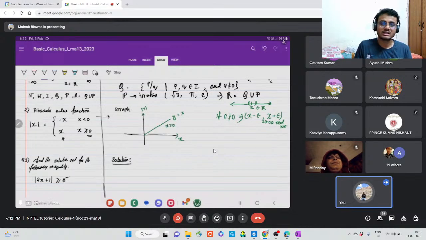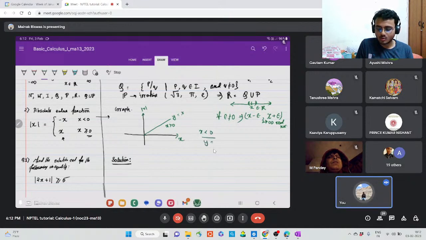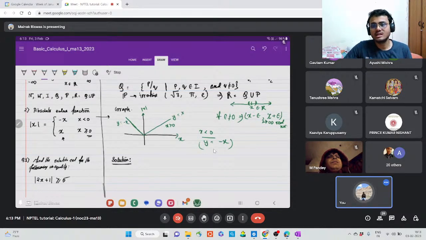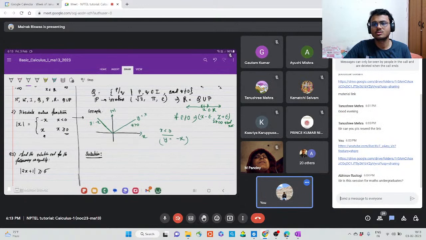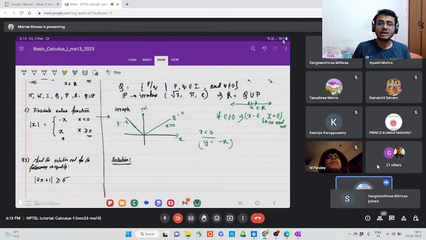If anyone has any problem with understanding plots, you can stop and ask me. So now for x less than 0, you have y equal to minus x, and that is this line. So this is how you define the absolute value function. So I see a raised hand, Gokul, I saw. So okay.